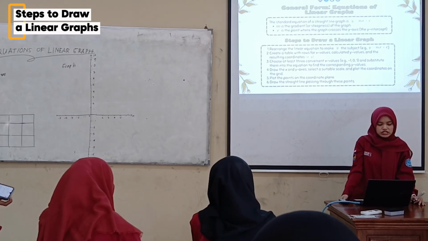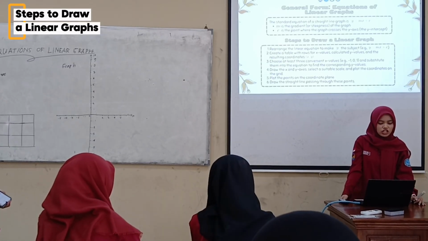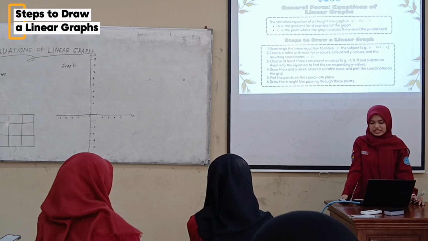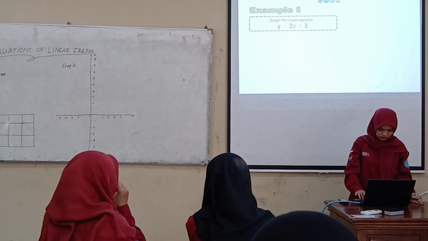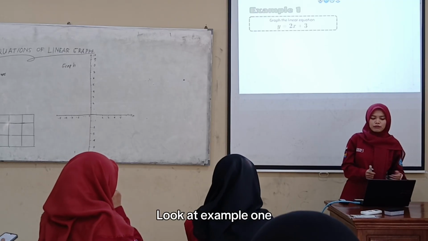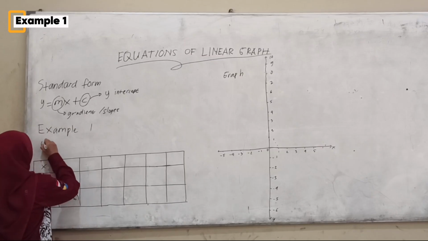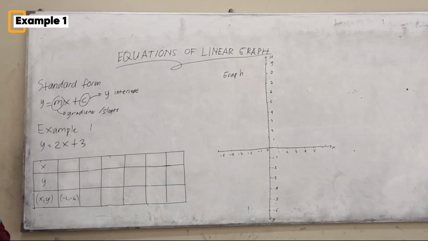Fourth, draw the x and y axes, select a suitable scale, and plot the coordinates on the grid. 5. Plot the points on the coordinate plane. And 6. Draw the straight line passing through these points. Okay, to give you a better idea, look at example 1. Say we have an equation, y equals 2x plus 3. So the first step, we have to make a table with rows of x, y, and the coordinates.